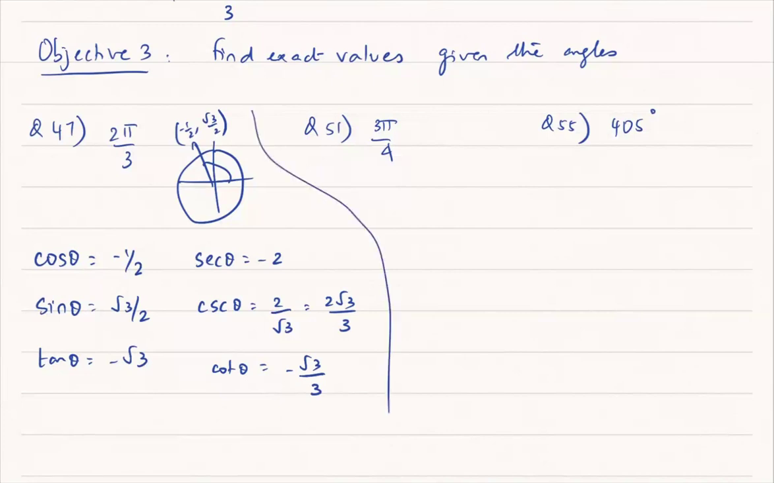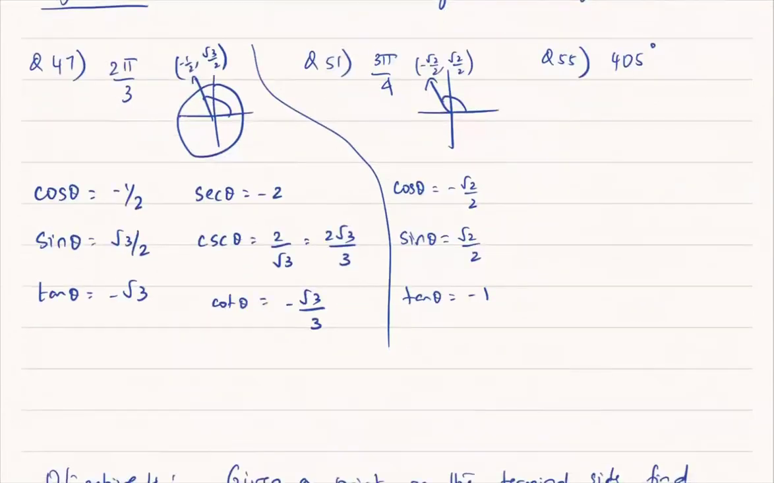Now same thing, 3 pi over 4. 3 pi over 4 is here in the second quadrant again. And negative root 2 over 2 and root 2 over 2 are the coordinates. So that tells me cosine theta is negative root 2 over 2. Sine theta is positive root 2 over 2. Tan theta is negative 1. Secant theta is negative root 2. Cosecant theta is positive root 2. Cotangent theta is also negative 1.